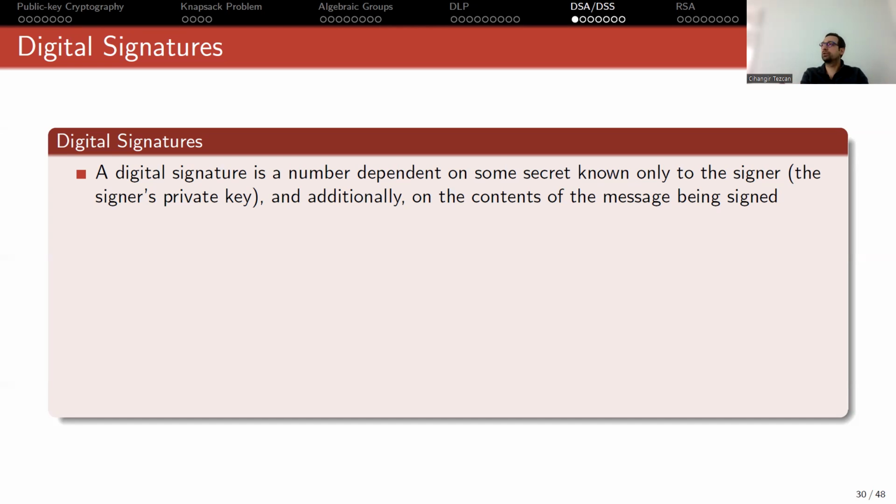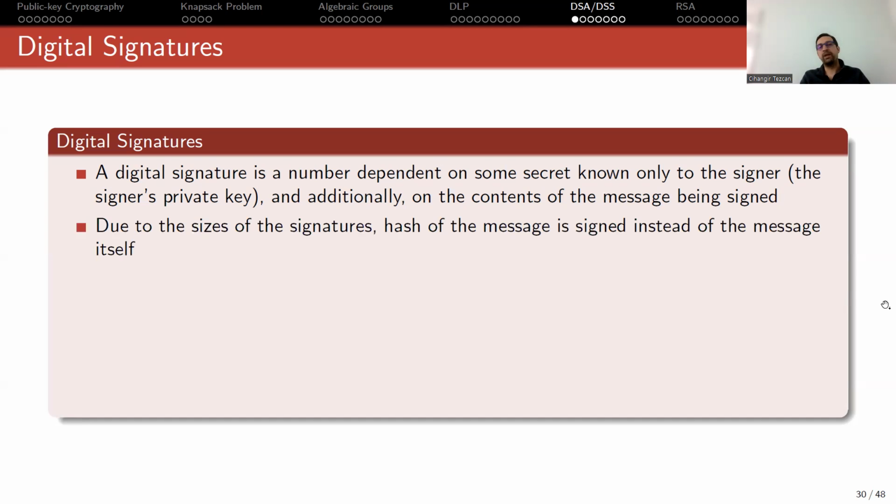And Bitcoin also does that. Okay, it doesn't use this one. But in order to understand the elliptic curve digital signature algorithm, it is nice to understand the main digital signature algorithm. So a digital signature is a number dependent on some secret known only to the signer, the private key in this sense, and additionally on the contents of the message being signed. Due to the sizes of the signatures, a hash of the message is signed instead of the message itself.